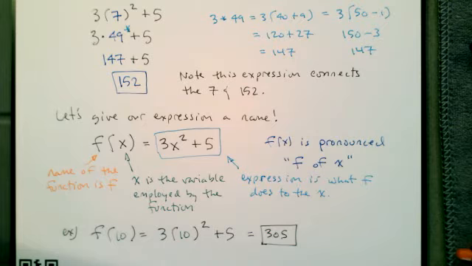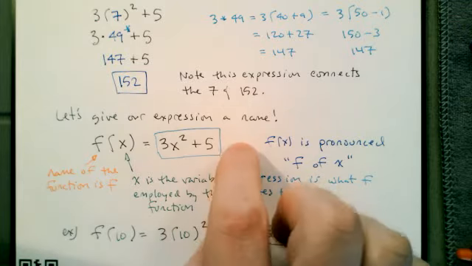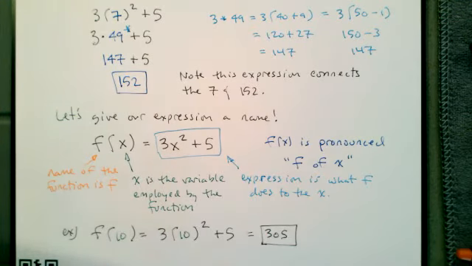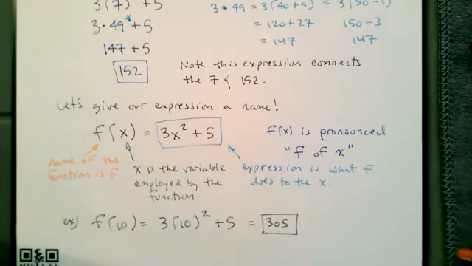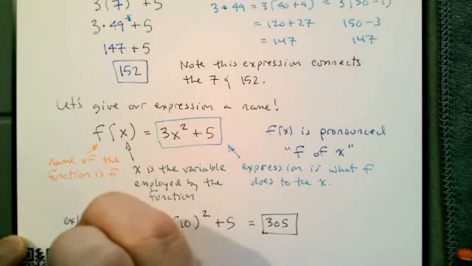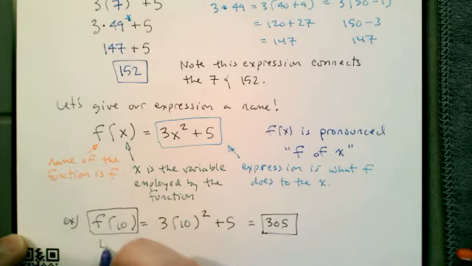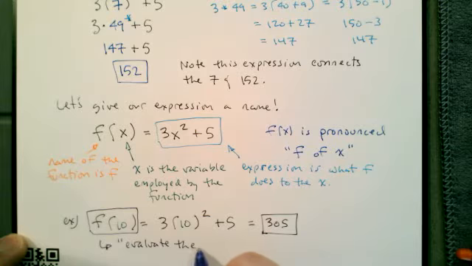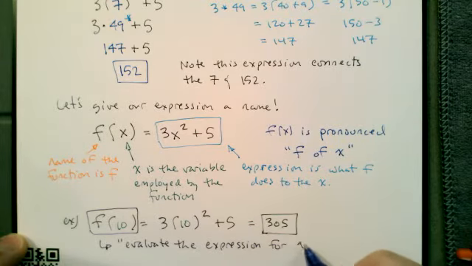So that's when I give you a function, say f of x is 3x plus 5, I'm just naming a function. I named the function f here. And when I say find f of 7, that means evaluate this expression when x equals 7. When I say f of 10, it says evaluate the expression for x equals 10. So that's what this set of instructions is. So this says evaluate the expression for x equals 10.